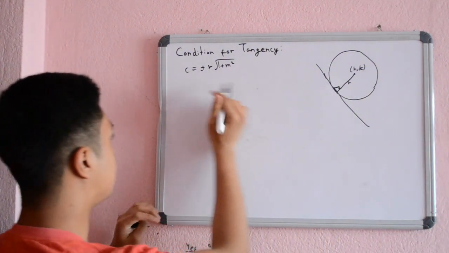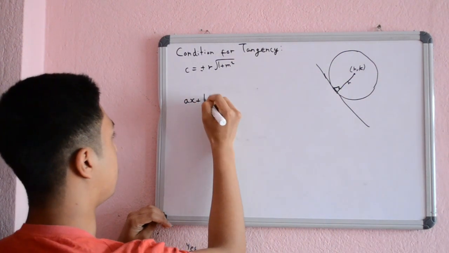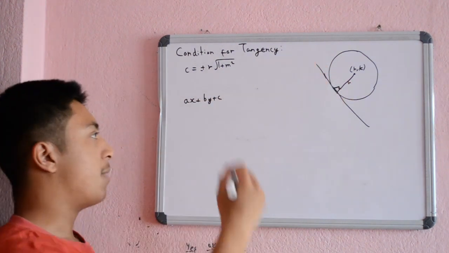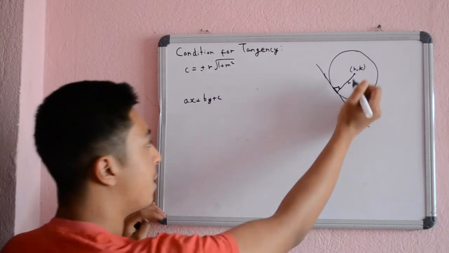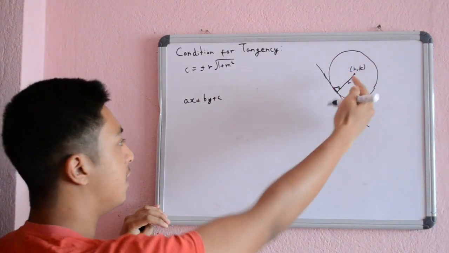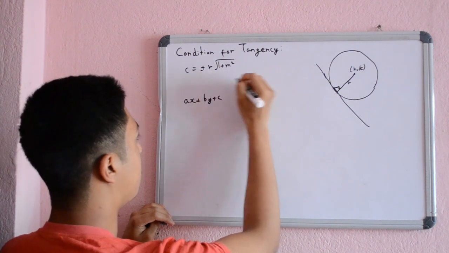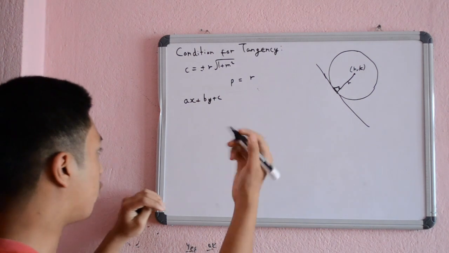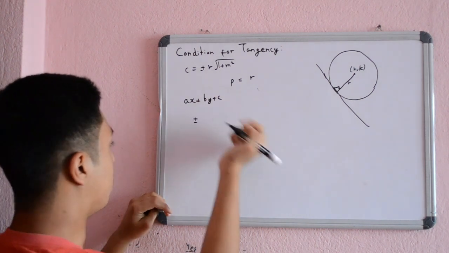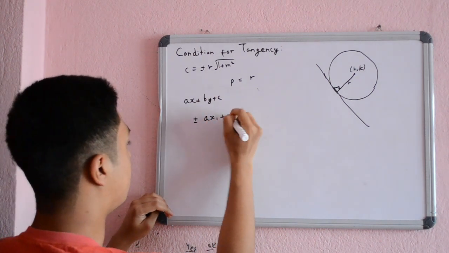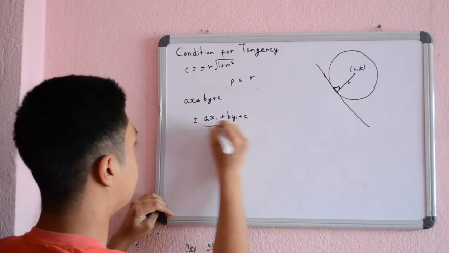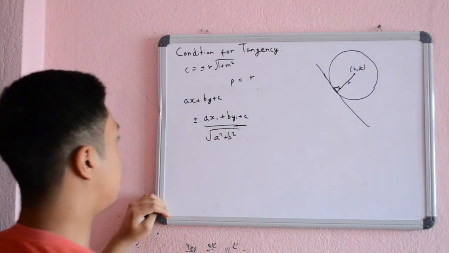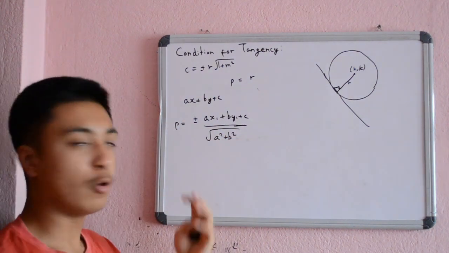Let's say that this equation of line is ax plus by plus c. And here the center is h comma k, and the radius, which is the perpendicular distance from this straight line, is equal to r. So perpendicular distance is equal to r. And here the perpendicular distance formula is modulus or plus minus ax1 plus by1 plus c by root a square plus b square. This is the perpendicular distance formula.